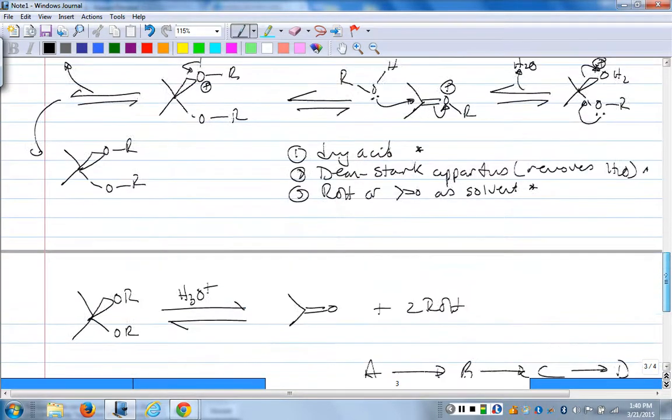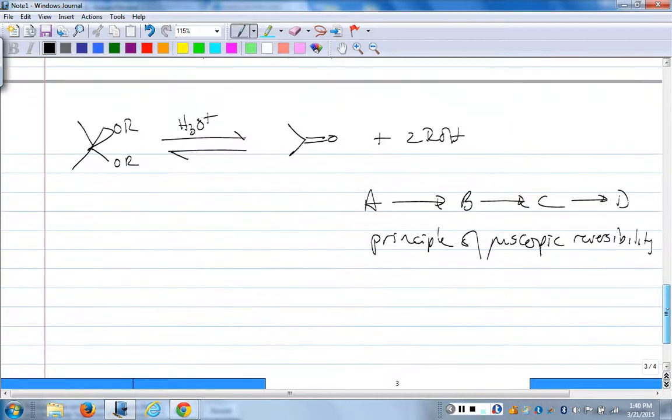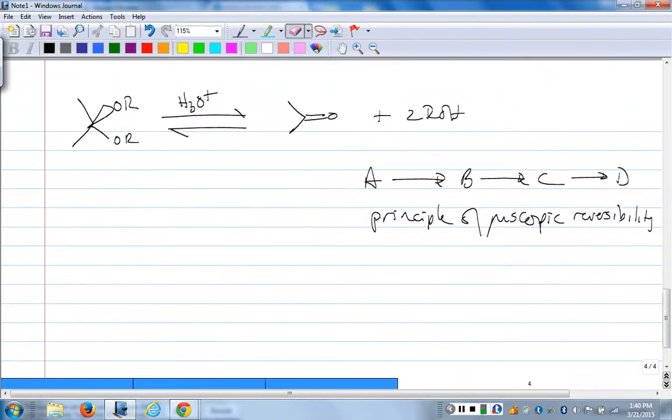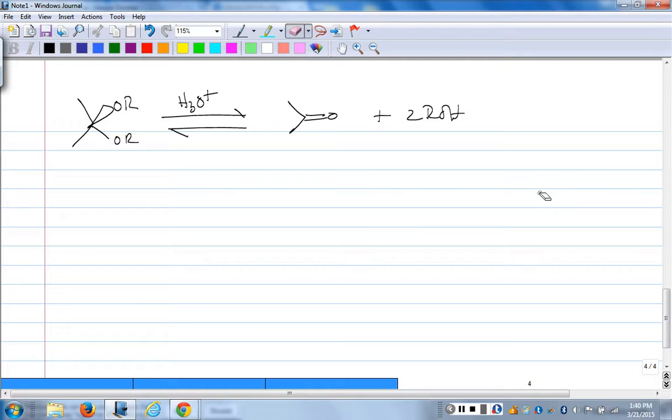So I can carry this reaction backwards. And in fact, just for the sake of completeness, I think I'm going to go ahead and do that. I'll just do it fairly briskly. So if I were to take this reaction and go backwards, I would protonate the O of the acetal, and that would be in equilibrium, and that's going to give me this species.